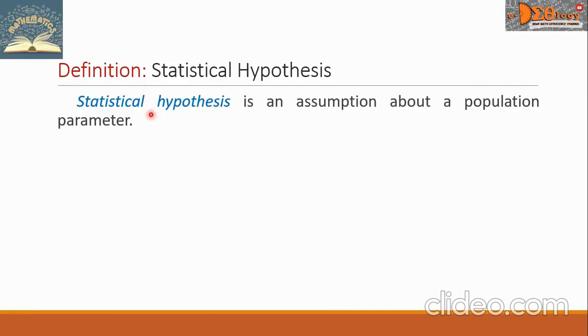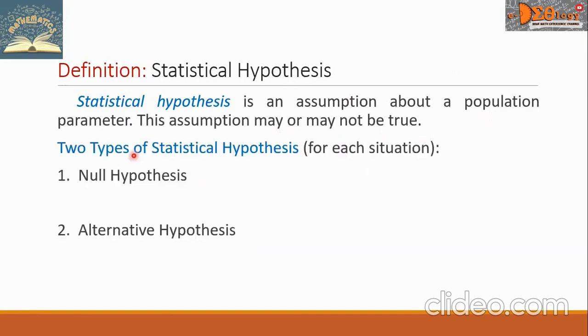As defined, a statistical hypothesis is an assumption about a population parameter. This assumption may or may not be true. There are two types of statistical hypothesis for each situation. The first is the null hypothesis. The second is the alternative hypothesis.